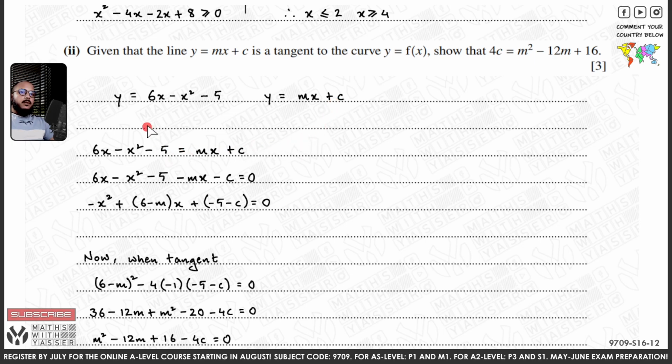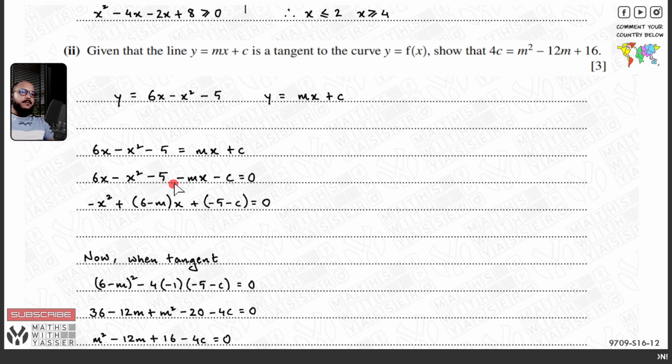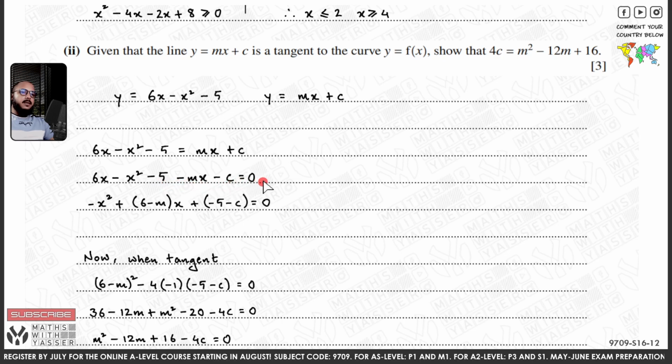So let's equate them first because they will be meeting. So 6x minus x squared minus 5 equals mx plus c. So if I bring everything to the left hand side, this becomes 6x minus x squared minus 5 minus mx minus c equals 0.